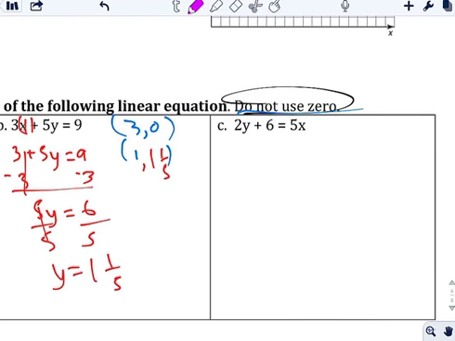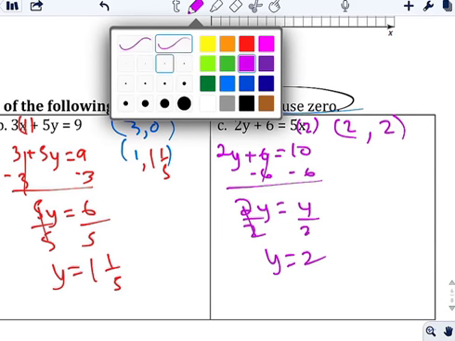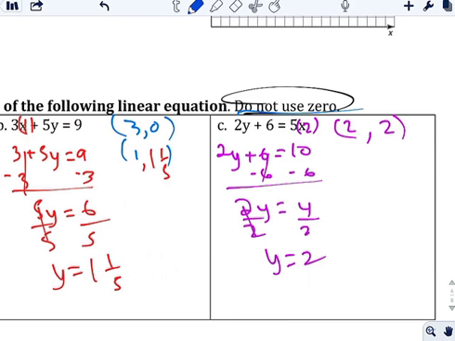Let's say x was 2. We need to find what y is. Okay, so x is 2 here. That's 10 plus 2y equals 6. 2y plus 6 minus 6 minus 6. 2y equals 4. Divide by 2, divide by 2. y equals 2. It's 2, 2. You can graph this, okay? Let's graph it so you see what I mean.